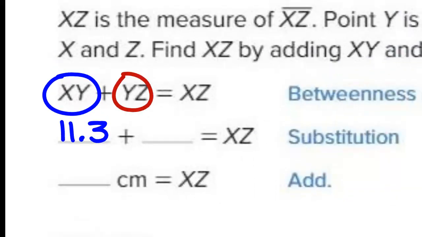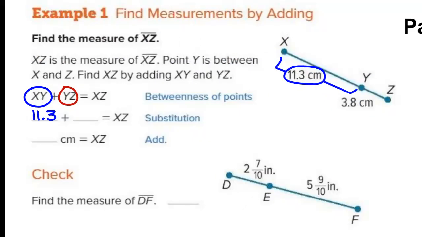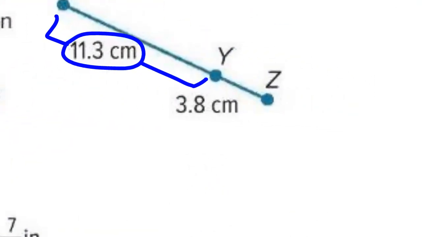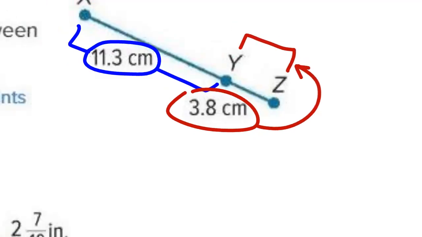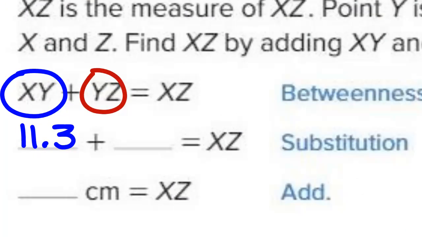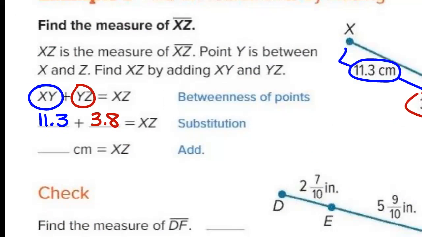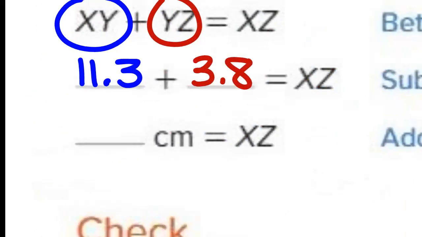Do we know how big segment YZ is? How big is it? 3.8 centimeters from here to here. So I'm going to put that in the place of the notation for the length of segment YZ. So now I add those two lengths together and it gives me the length of the whole thing. What is 11.3 plus 3.8? 15.1.